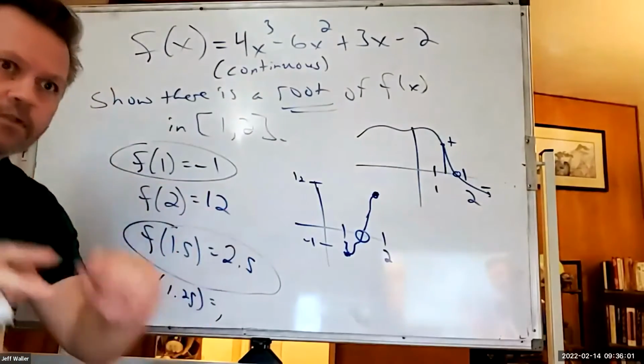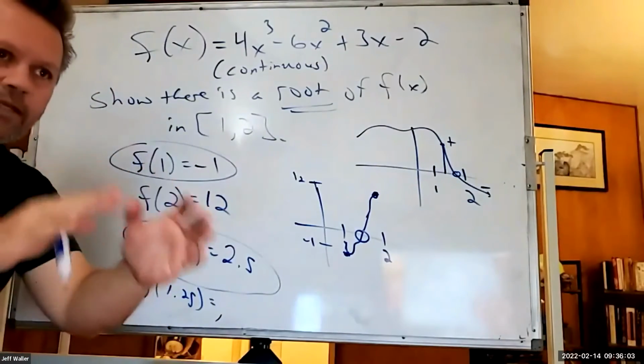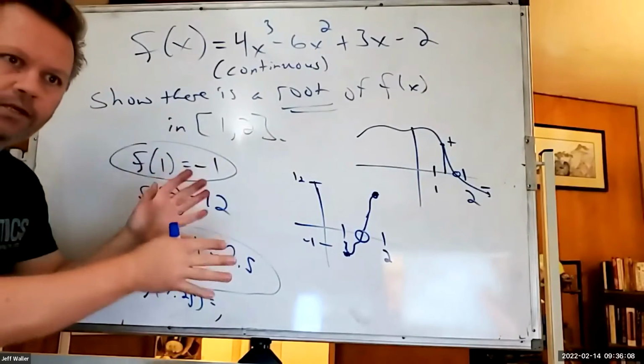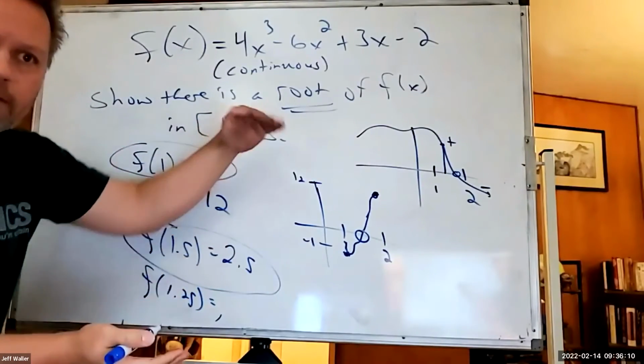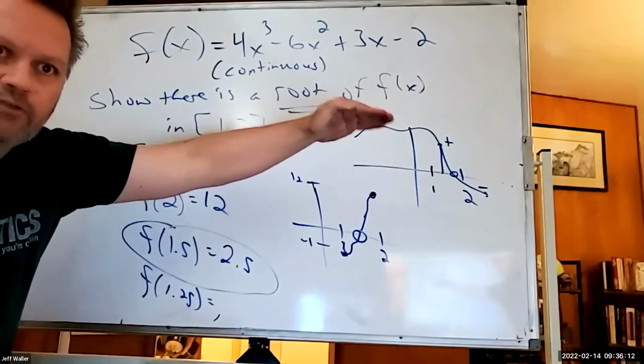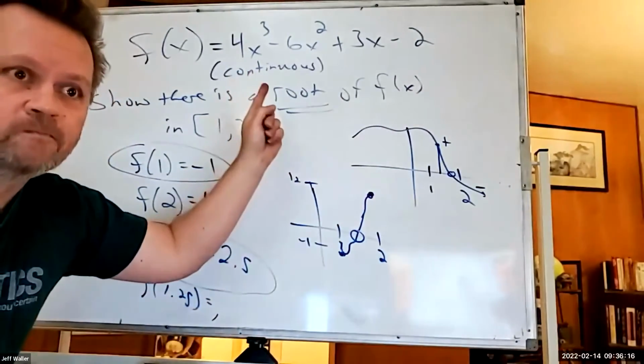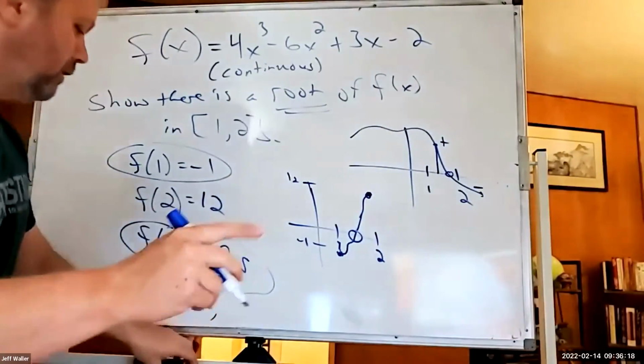Okay. So somehow this connects to the intermediate value theorem. I like to start here because this is concrete and it makes sense. If a function's going along and it goes from positive to negative, it's got to go through 0 if it's continuous. So here's what the intermediate value theorem says.